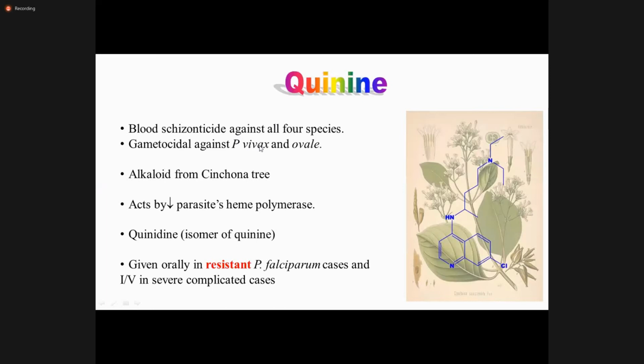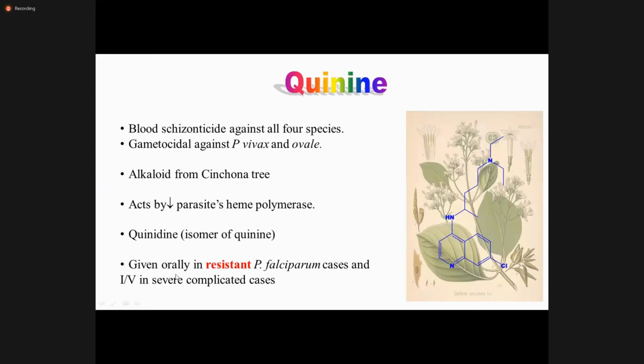It's a blood schizontocide. Thing to remember, it's a natural compound, an alkaloid. Alkaloid is a nitrogenous natural compound from the plant. Whenever you find the term alkaloid, it means a natural nitrogenous compound from a natural source or the plant. Okay, so it's basically from the cinchona tree, or however you pronounce it. So it is a natural compound. Again, it has the same action, it inhibits parasite heme polymerase, just as we discussed.